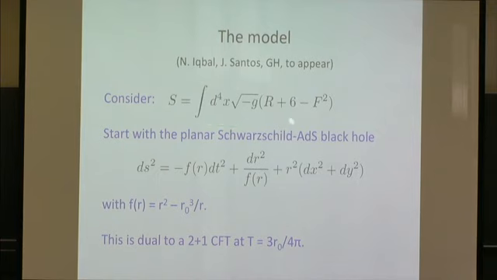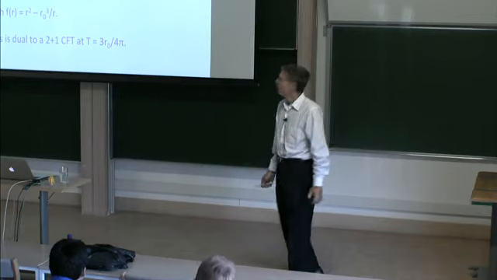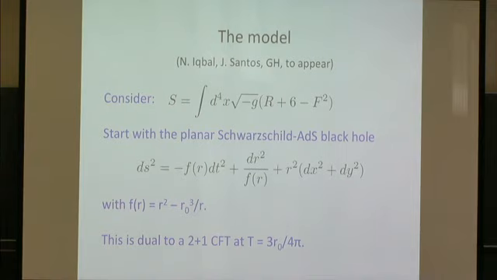Okay, so the model is the following. We're simply going to consider four-dimensional Einstein-Maxwell theory with, of course, the negative cosmological constant. And we start with the planar Schwarzschild AdS black hole. So that takes a form that you're all familiar with, where f is r squared minus this constant r naught cubed over r. r naught just sets the scale. It sets the temperature of the black hole.